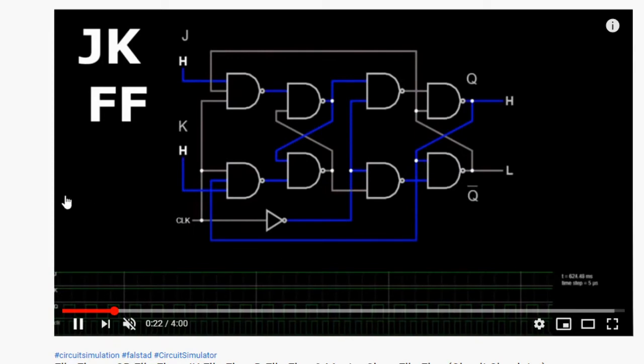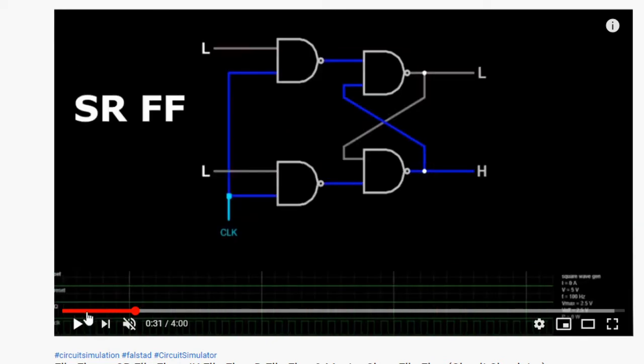Now let's look at this particular animation. Let's look at an SR flip-flop. In this case, the flip-flop has a clock input. The clock input keeps toggling between high and low. My inputs are here, S and R, set and reset, and they're low.